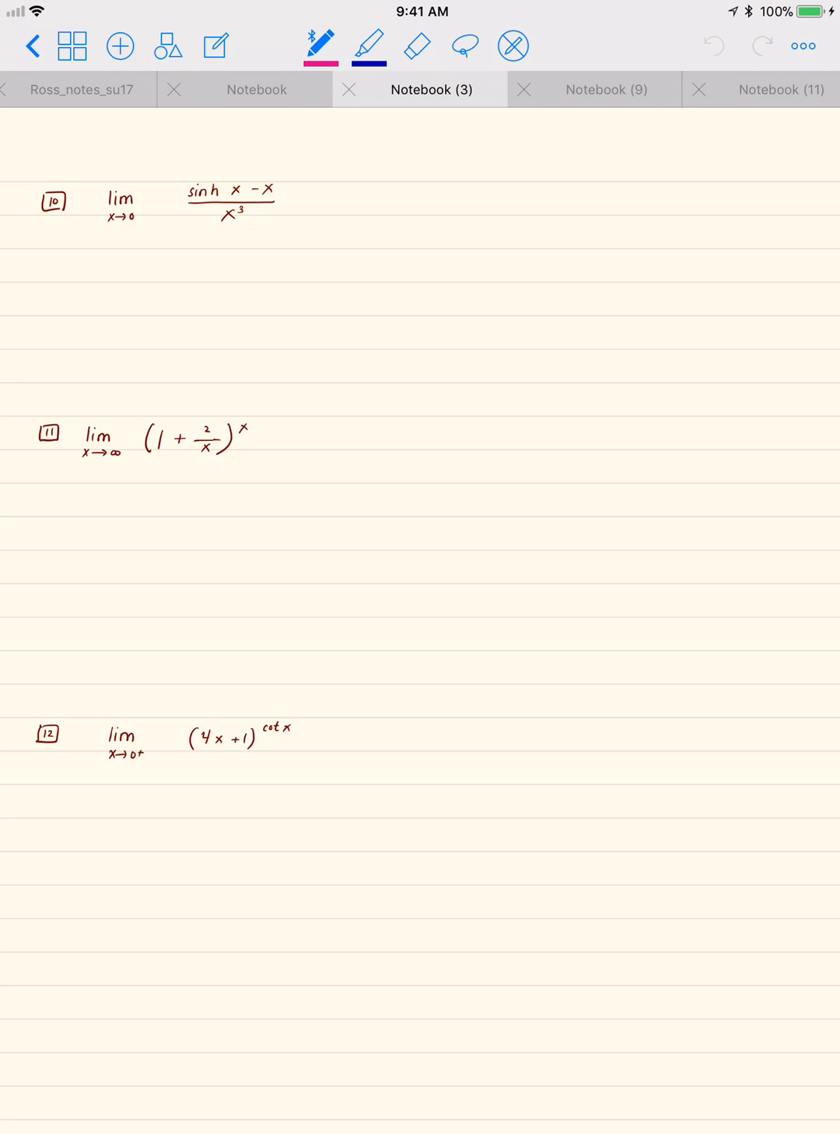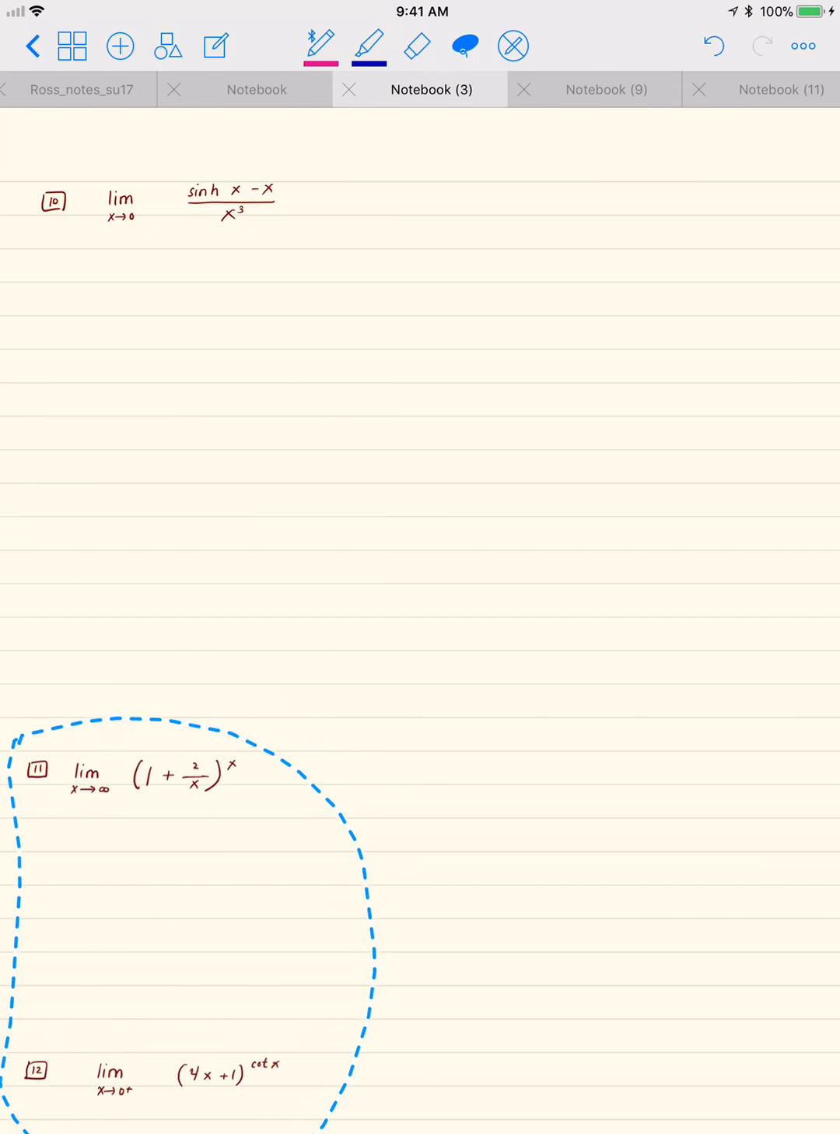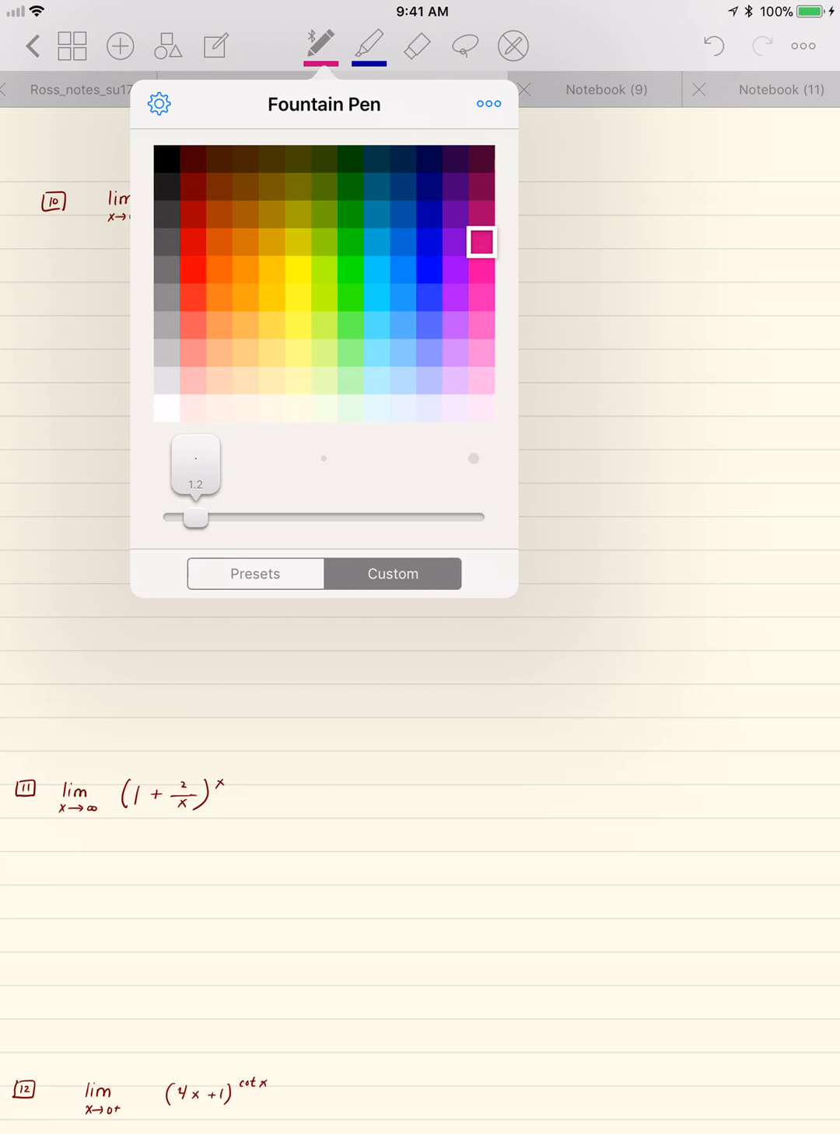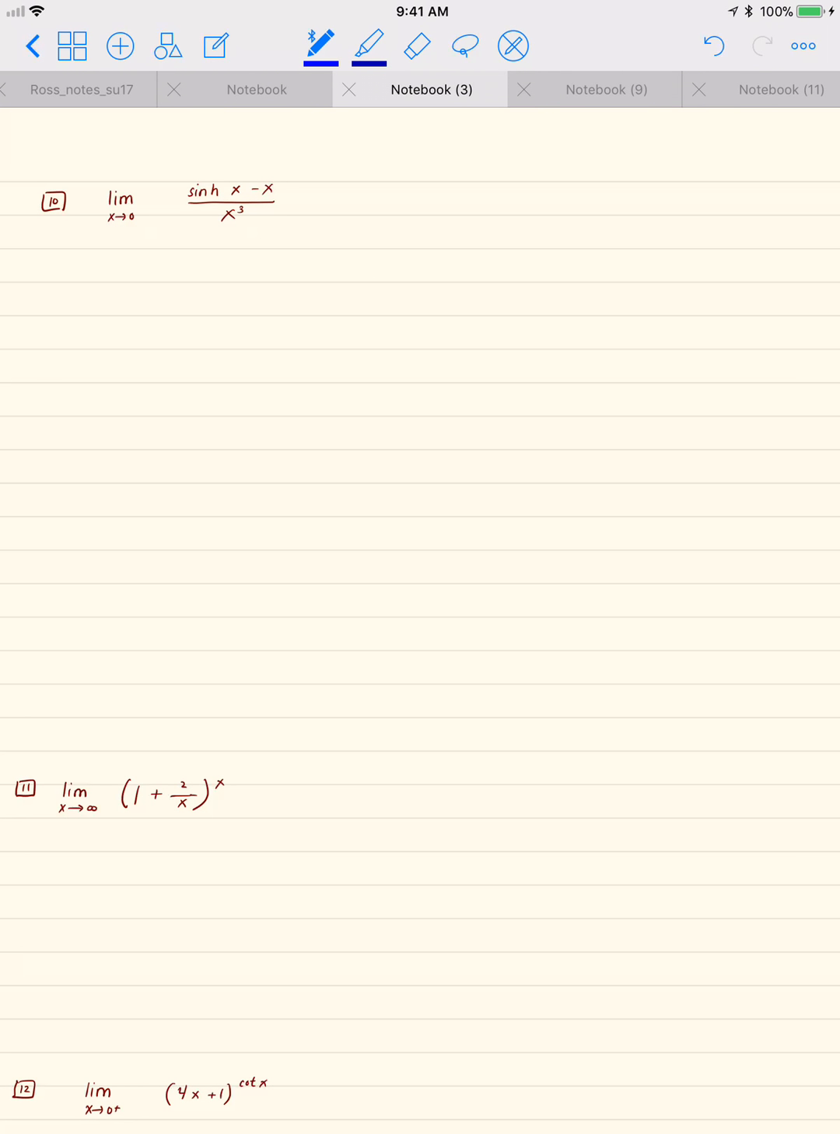Okay, so we've got 3 problems left, so let's just start with this first one here. We've got the limit as x approaches 0 of (sinh x minus x) over x cubed. The issue here is, what is sinh x? If you recall, sinh x is the same as (e to the x minus e to the minus x) over 2. So what is the limit as x goes to 0 of sinh x?